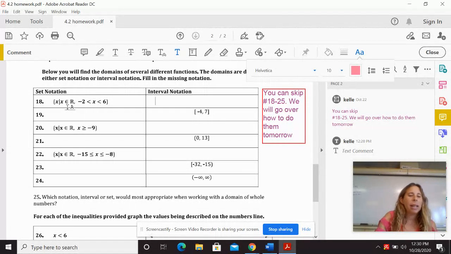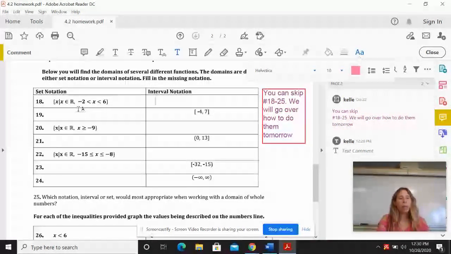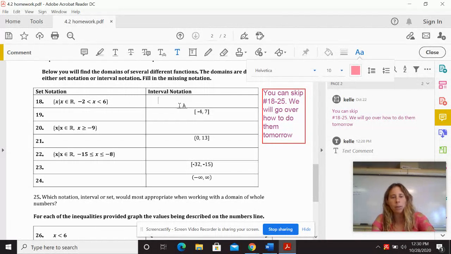So X is an element of all real numbers, meaning X is all real numbers between -2 and 6. When you write that as an interval, there are no equal to signs, so use parentheses. So (-2, 6). You do not use brackets because it's greater than and less than, not equal to either of those numbers. All right, 19. Actually, let's do one thing at a time. Let's transfer all of these into interval notation.